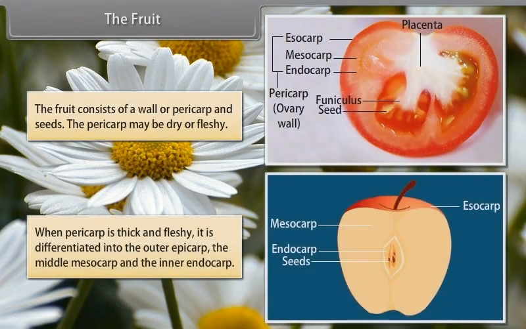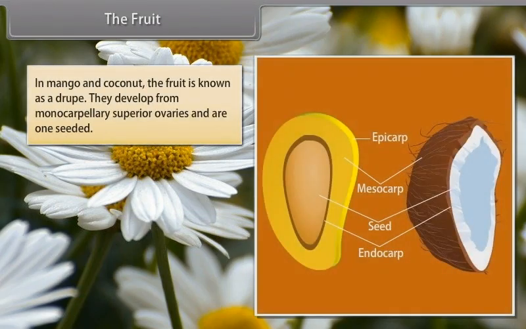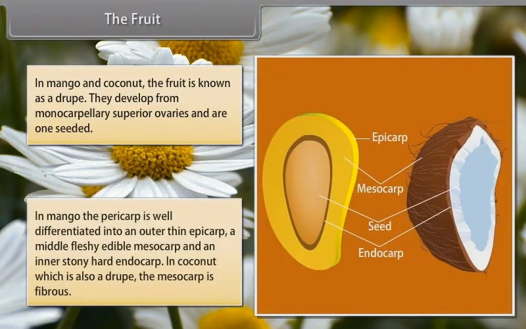When the pericarp is thick and fleshy, it is differentiated into the outer epicarp, the middle mesocarp, and the inner endocarp. In mango and coconut, the fruit is known as drupe. They develop from monocarpellary superior ovaries and are one-seeded. In mango, the pericarp is well differentiated into an outer thin epicarp, a middle fleshy edible mesocarp, and an inner stony hard endocarp. In coconut, which is also a drupe, the mesocarp is fibrous.